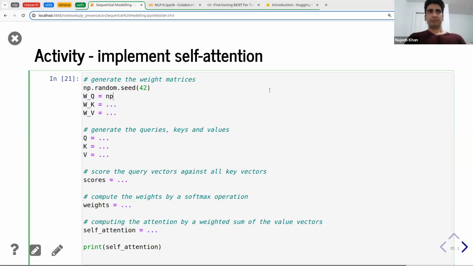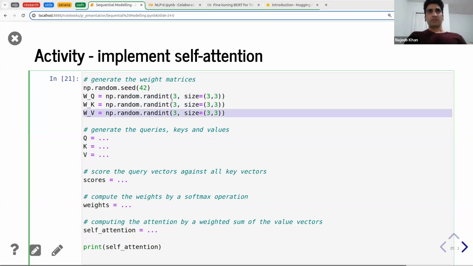So let me just initialize them with some random integers for better understanding. Let me define them as integers between 0 and 3, and their size should be 3 by 3, since my token size is 1 by 3. So one of the weights' dimensions should be 3. So let me define the query matrix, the key matrix, and the value matrix.